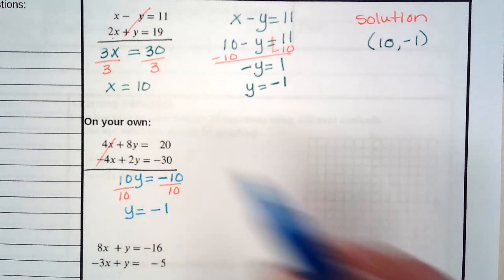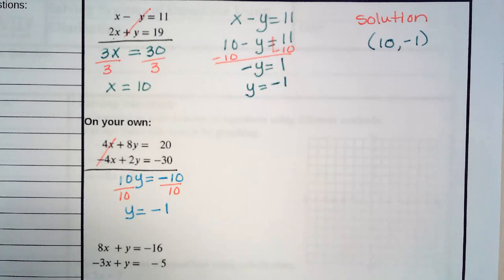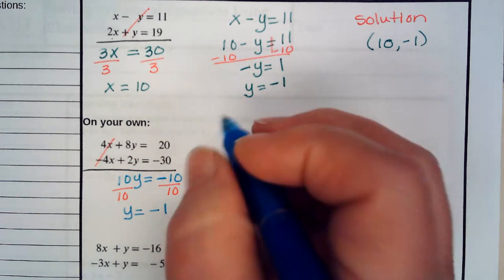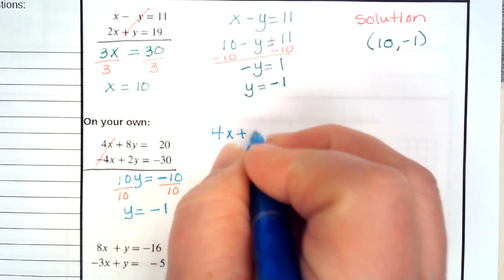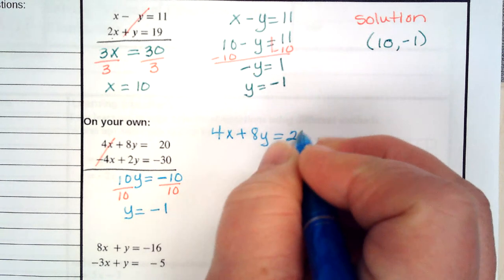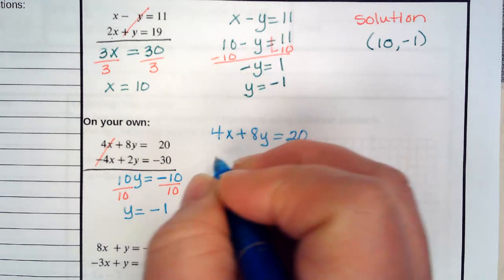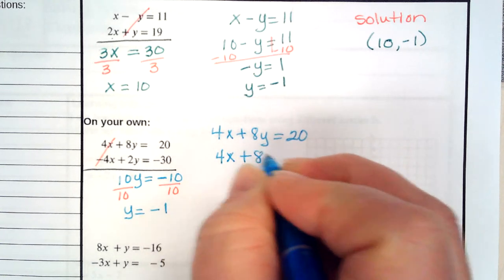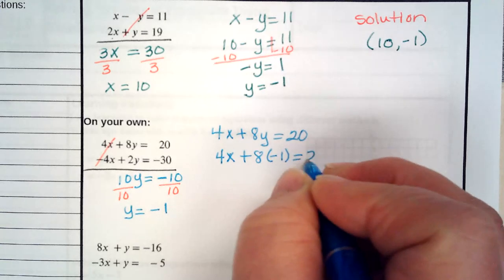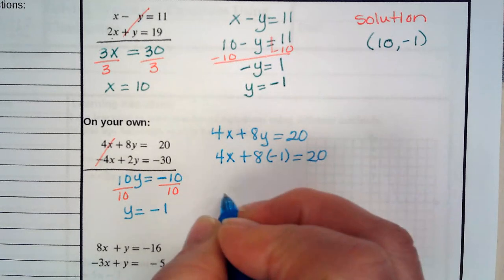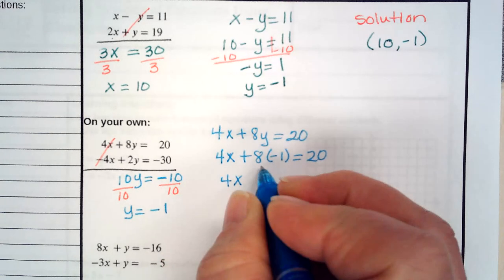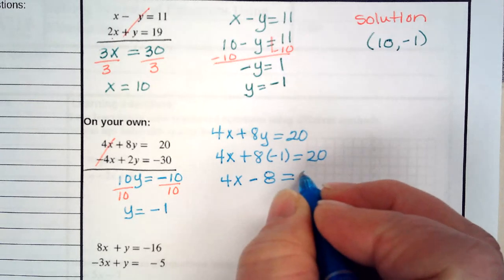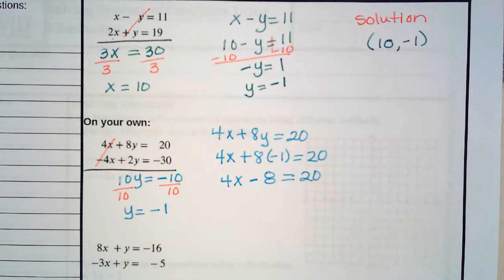Which one am I going to use up here? Truly doesn't matter. I think I'll use the first one because all those numbers are positive, but that's my preference. 4x plus 8y is equal to 20. Substitute negative 1 in for y. 4x plus 8 times negative 1 is equal to 20. 4x, positive 8 times negative 1 is negative 8, is equal to 20. Now I'm ready to solve.